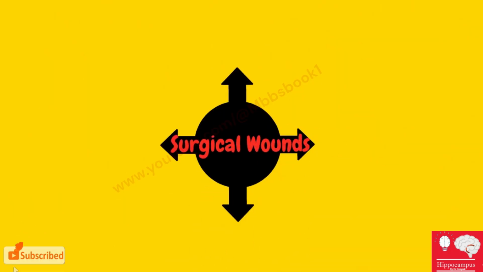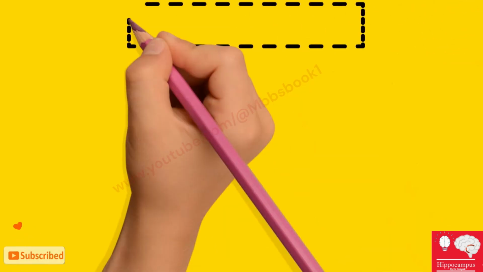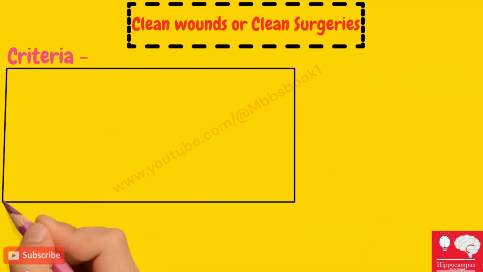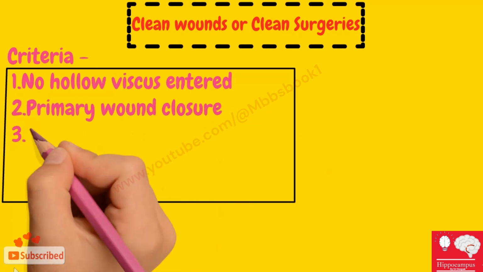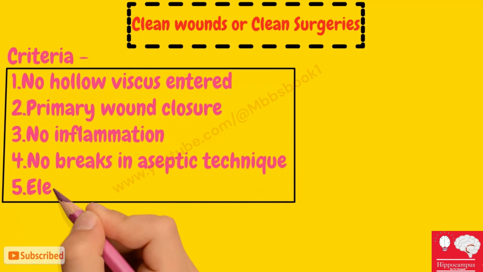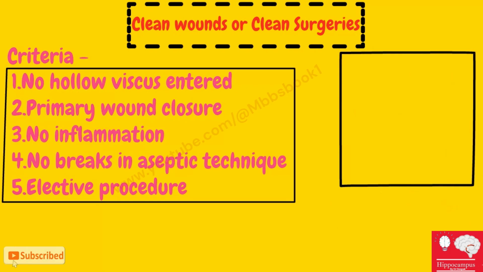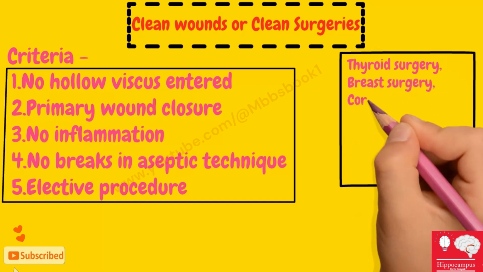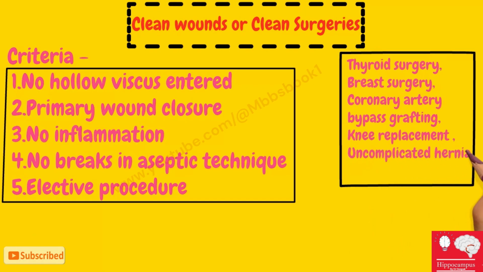The next point we are going to talk about is the classification of surgical wounds. So first type of wounds are clean wounds or clean surgeries. The criteria are: first, no hollow viscus entered; second, primary wound closure; third, no inflammation; fourth, no break in aseptic techniques; fifth, elective procedure. Now, examples of clean wounds are clean incised wounds like thyroid surgery, breast surgery, coronary artery bypass grafting, knee replacement, and uncomplicated hernia surgery.